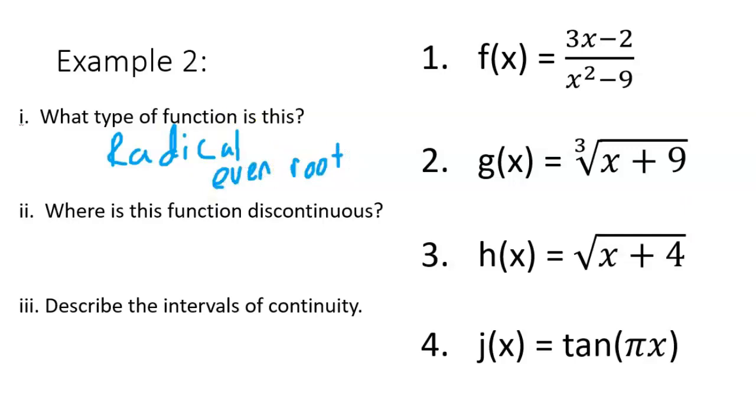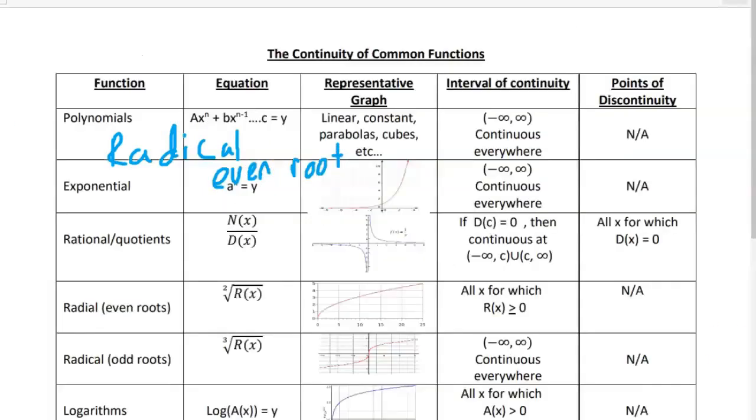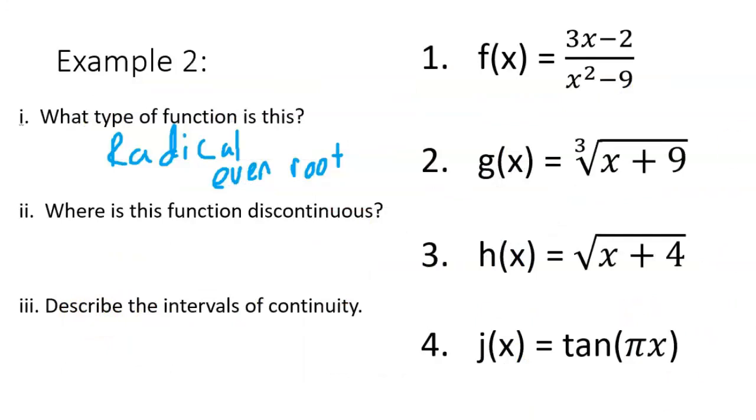Now let's go back to our little cheat sheet here and see where the discontinuities are for radical functions that have even roots. Well, there are no points of discontinuity, so once again we're going to say none. But in this case, we're not going to say that it's continuous everywhere. Even though there are no holes, gaps, or jumps, the function doesn't exist everywhere. We can tell that by looking at our little sheet here.